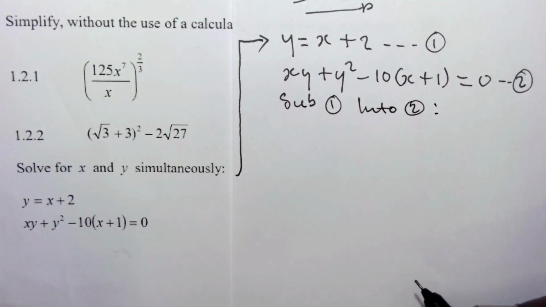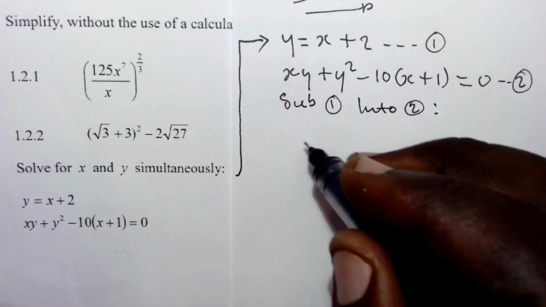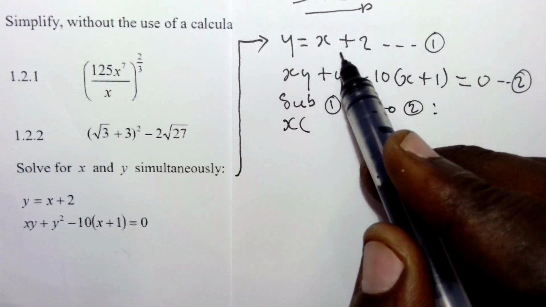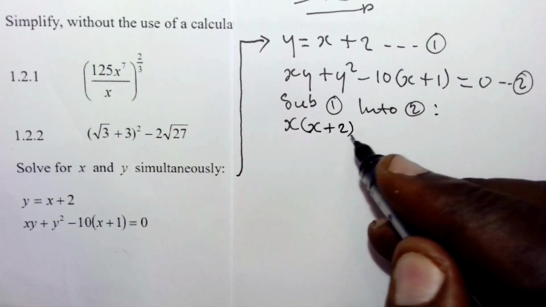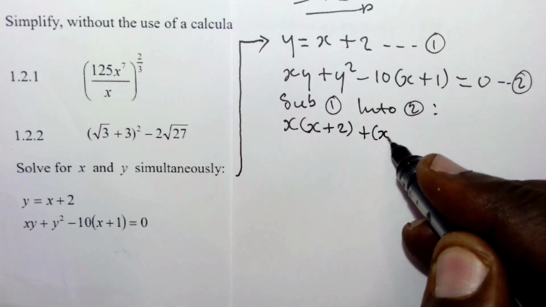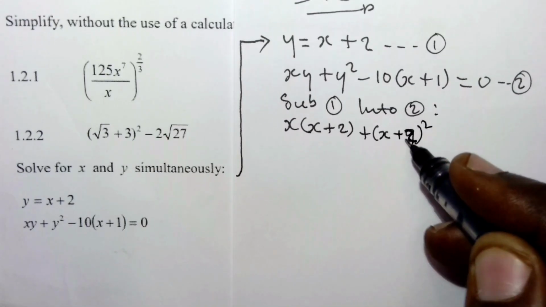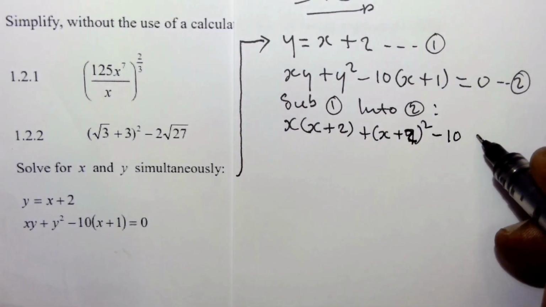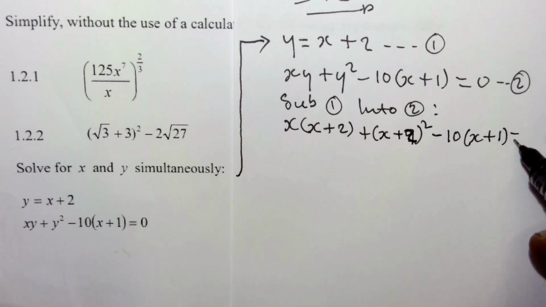Why we do that? We do that because we want to kill the y's in this equation. How to kill y's? Where there is y, we are going to put this x plus 2. So this is how we kill y. All right. And then plus, this is y as well, x plus 2. Plus 2, but it's squared, minus 10, and then x plus 1 equal to 0.